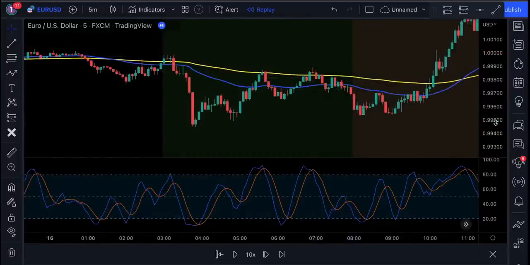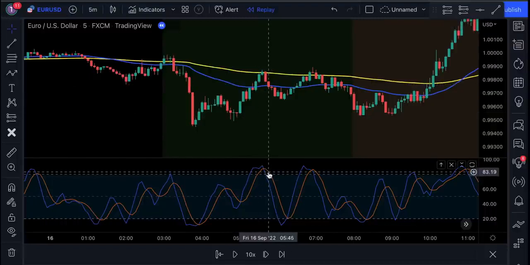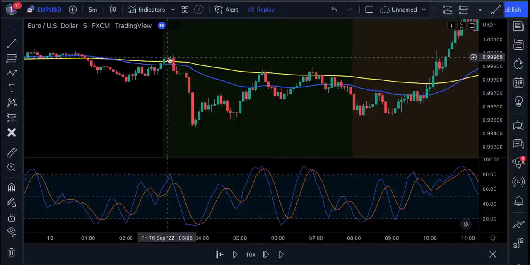Okay, let's take a look at one more short example. Here we see the price just pulled back into the 150 EMA. The stochastic got overbought and we had a bearish cross. We also see that the price action hasn't broken above the recent swing high. This is a very important rule, make sure you follow it, otherwise this strategy won't work.